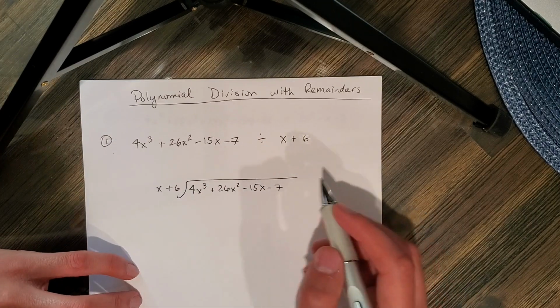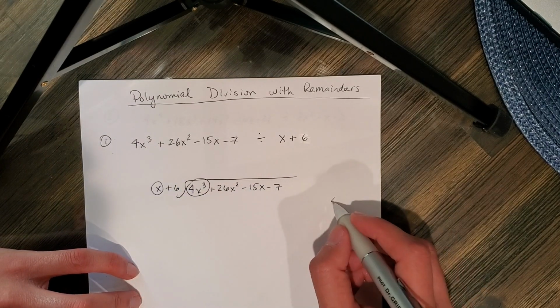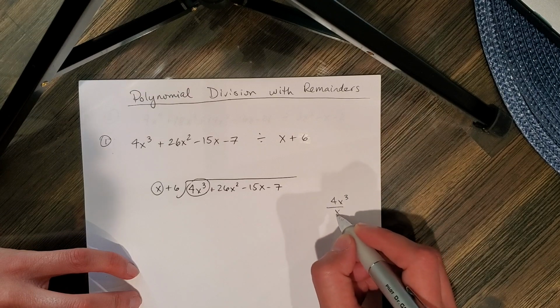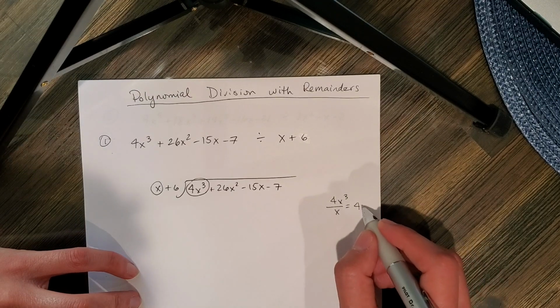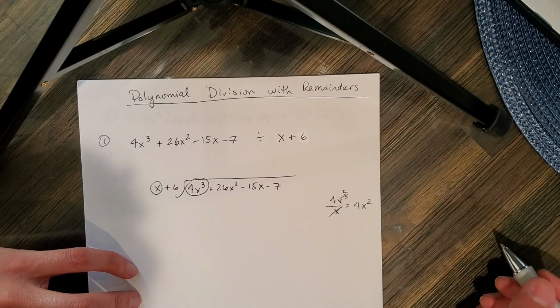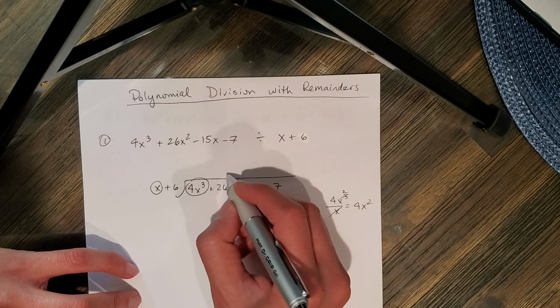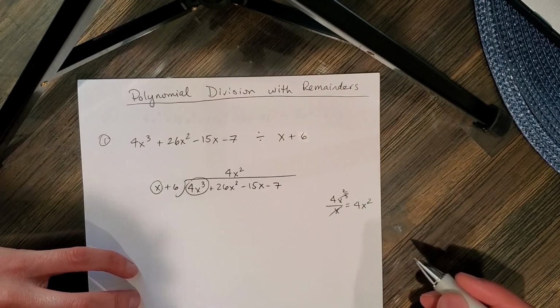Okay, so what we're going to do, remember, is we're going to take the first term here and divide it by the first term outside. And so we have 4x cubed divided by x. That's just going to be 4x squared. Remember, one of those cancels out one of those, and we're left with 4x squared. So we're going to go ahead and put the 4x squared above the x squared term. So we're going to put it right there, 4x squared.